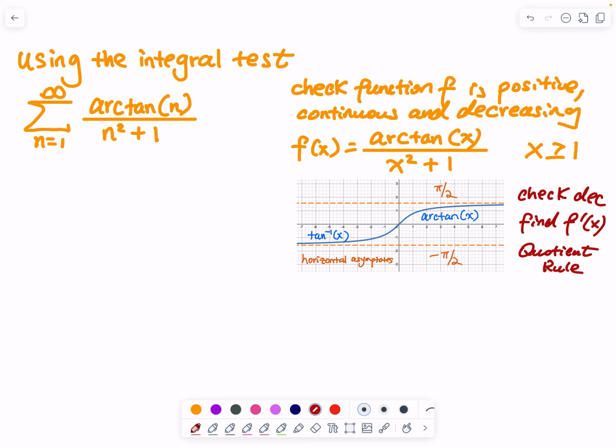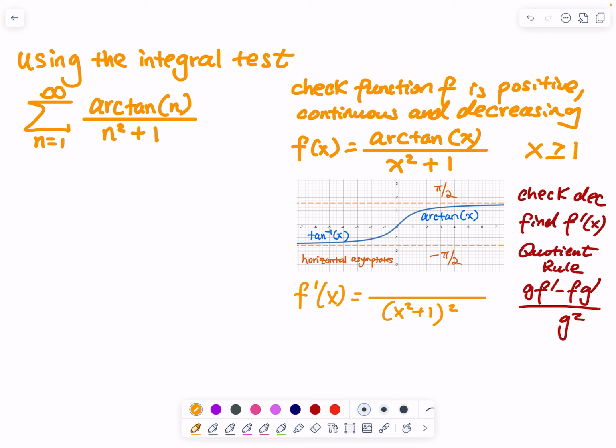Usually that is a rational function, a function over another function. Let's say you have function f over function g, then the derivative is g f prime minus f g prime, divided by g squared. For the quotient rule, I always immediately square the denominator, that is x squared plus 1, squared. That is the denominator squared. And then you have g f prime minus f g prime.